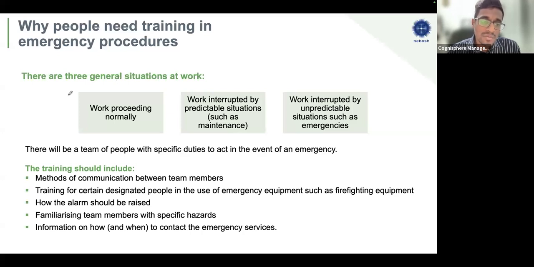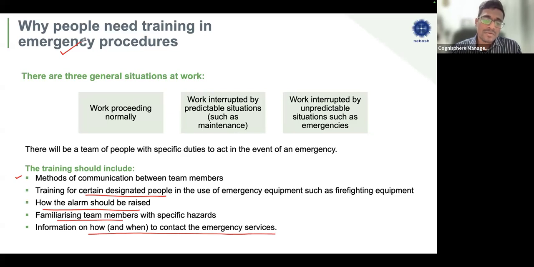So training should include the methods of communication between team members, and training for certain designated people. People who would be using the firefighting equipment must be trained on using such emergency equipment. Training on how the alarm should be raised, and familiarizing team members with specific hazards and information on how and when to contact the emergency services. Now, another important reason for this drill is also to test the effectiveness of your procedure or the arrangements that you have in place.